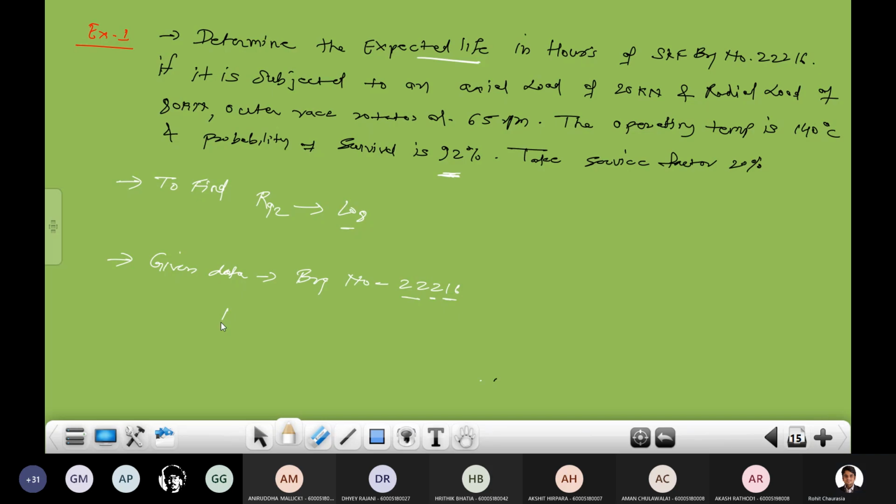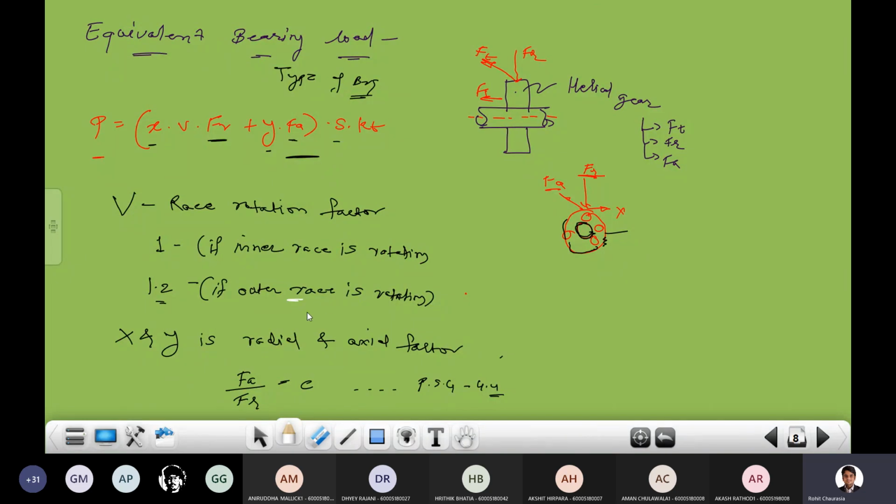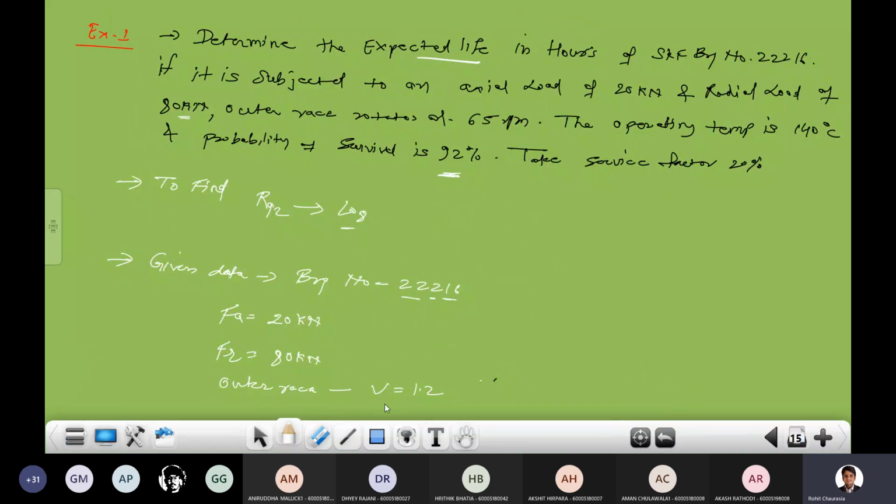Okay, let it be. Value of Fa is given. The axial load is 20 kilonewton. And Fr is given, that is 80 kilonewton. Now after that, the outer race is rotating. Outer race means the value of V is going to be 1.2. Already we have discussed that whenever V comes, if the outer race is rotating, we need to take 1.2. So in this application the outer race is rotating, so the value of V should be 1.2.